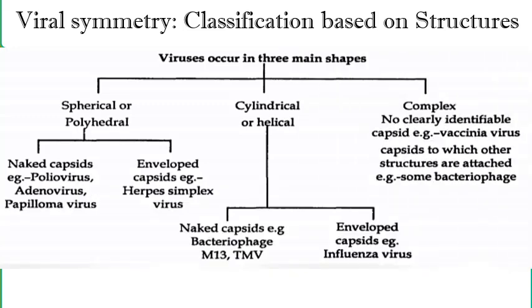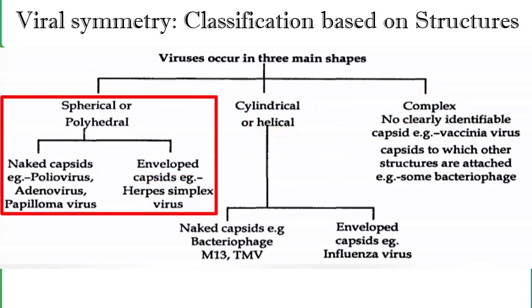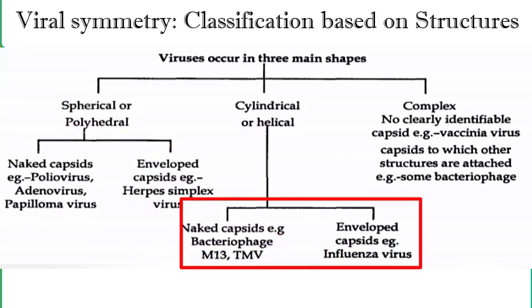So generally, viruses occur in three main shapes: spherical or polyhedral, cylindrical or helical, and complex structures. Spherical or polyhedral can be naked capsid or non-enveloped and enveloped. Naked capsid includes poliovirus, adenovirus, and papillomavirus. Enveloped virus include herpes simplex virus. Cylindrical or helical virus can be non-enveloped or naked capsid and enveloped.